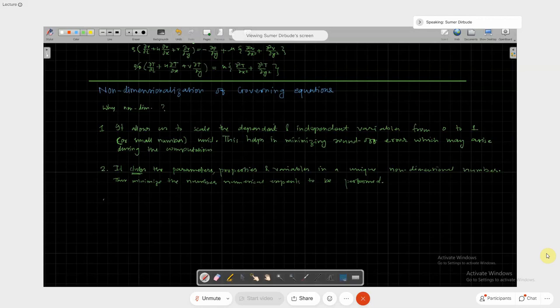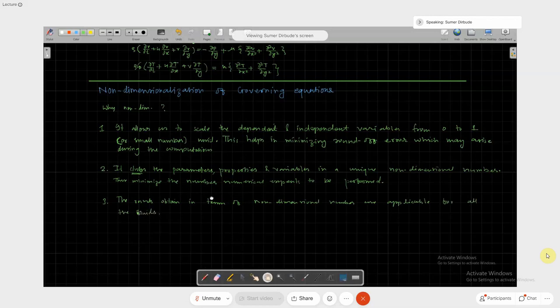Now, the third thing is that the results obtained in terms of non-dimensional numbers are applicable for all the fluids.